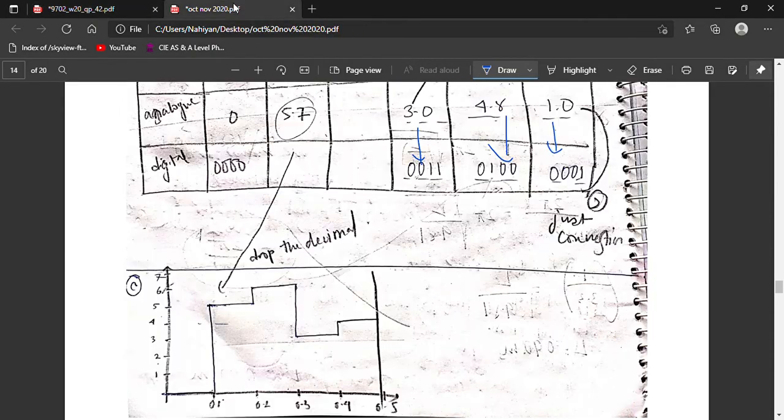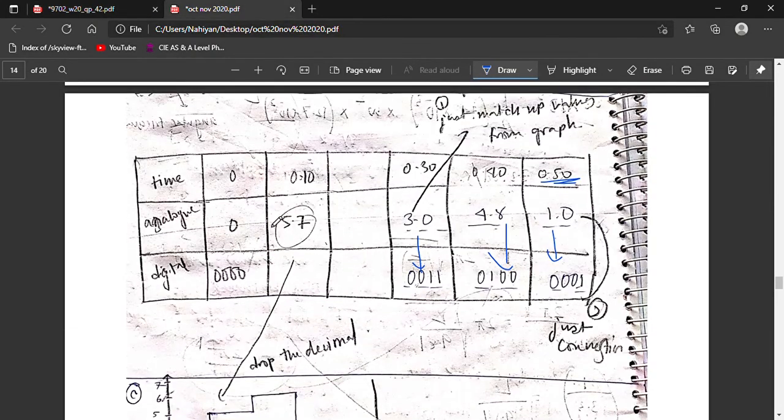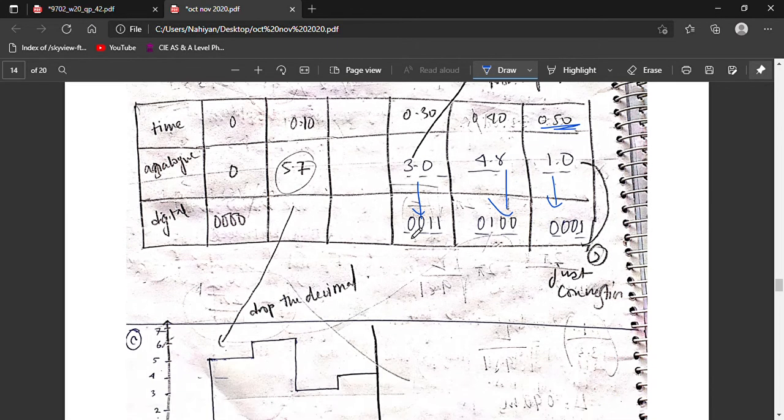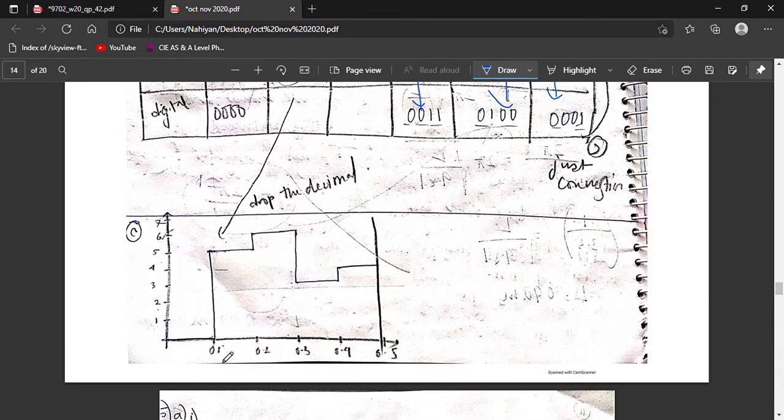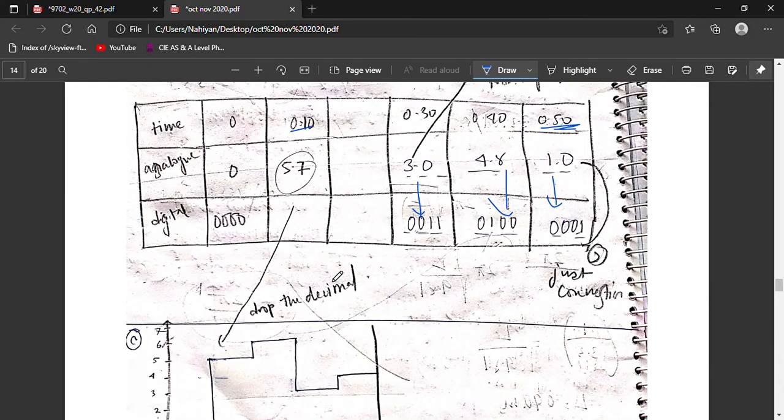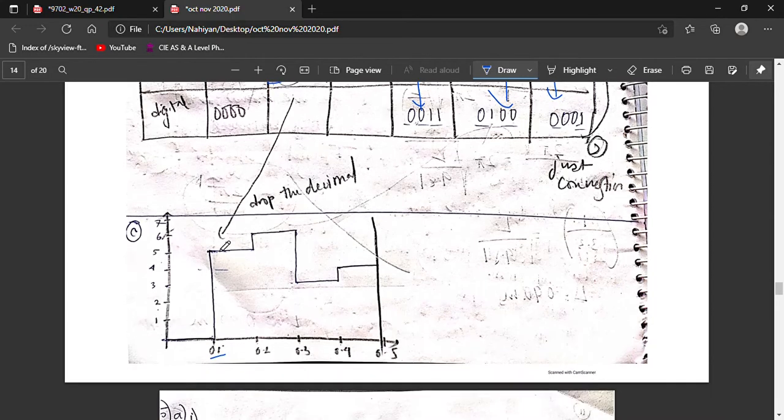So now what you've got to do is find the corresponding value of the time. At time 0.1, you get a signal of 5.7. So here's the trick: you get rid of the decimal, just take the 5, and put a reading at 5.